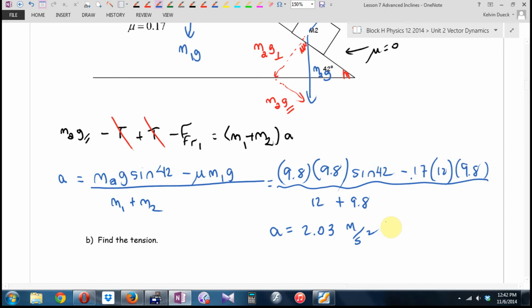By the way, now, all the same stuff as before. If I told you VI was 0, as far as I'm concerned, I can say find VF, or find D, or find time, or all that stuff. Or if VI wasn't 0, if I just gave you the initial velocity, find V, all that stuff is fair game. Or I could just do part B. Find tension.